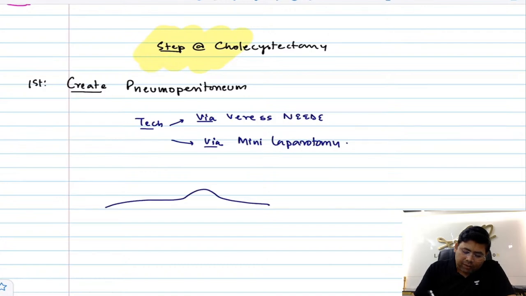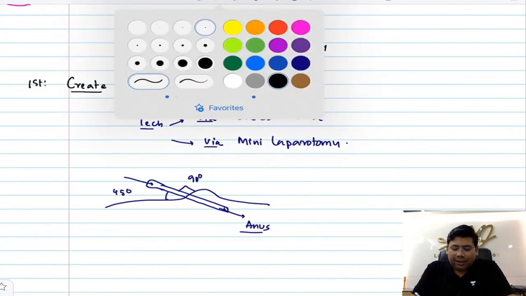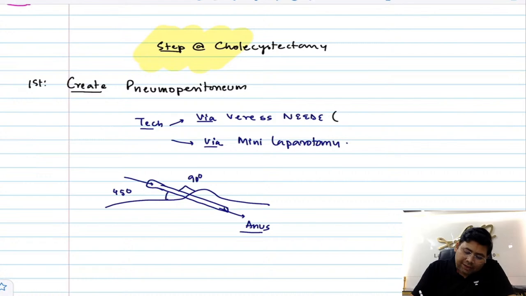Suppose this is the abdomen, you introduce the venous needle here, and how is it introduced? It is introduced at 90 degrees to one wall of the abdomen and at 30 to 45 degrees to the other wall, pointing towards the anus.